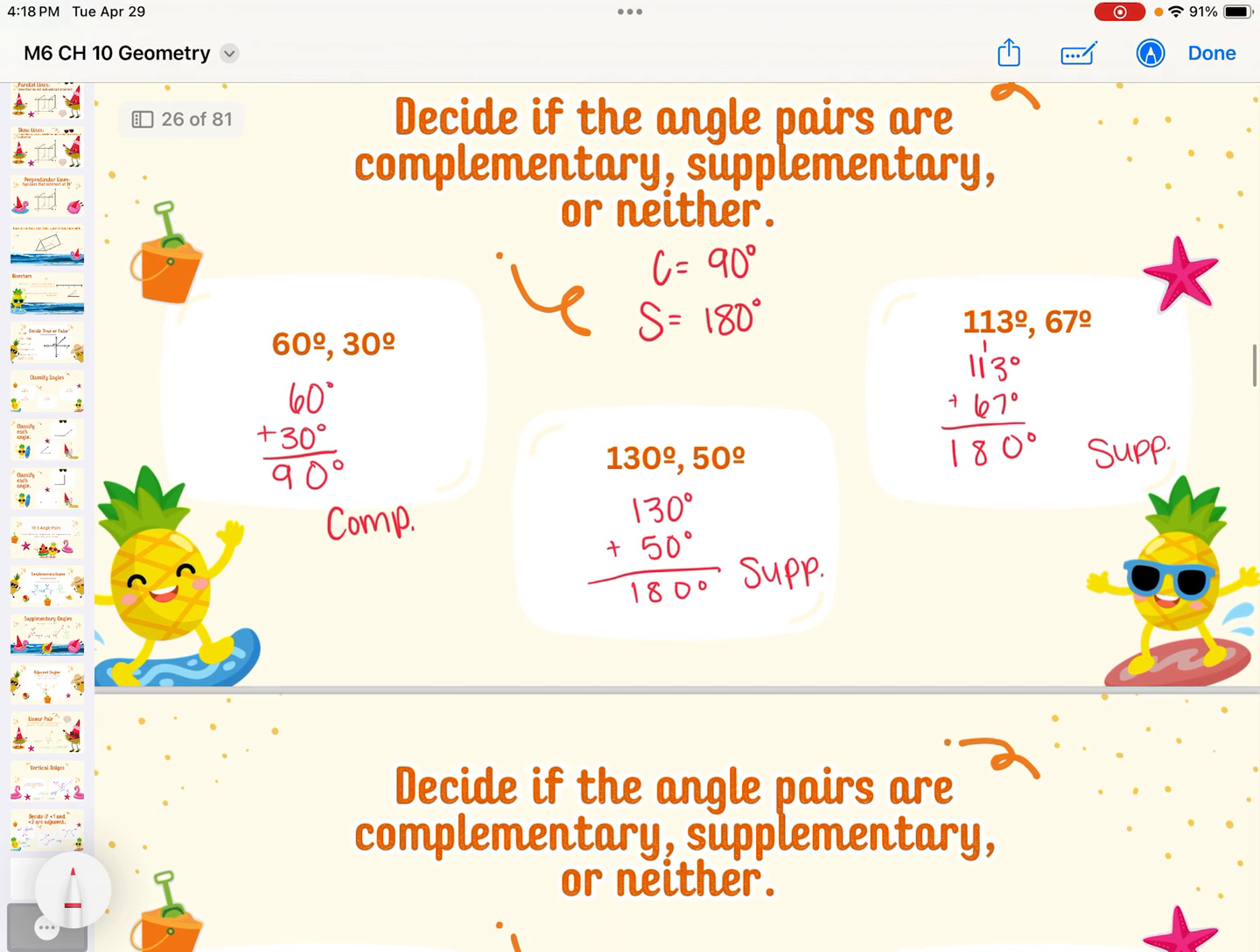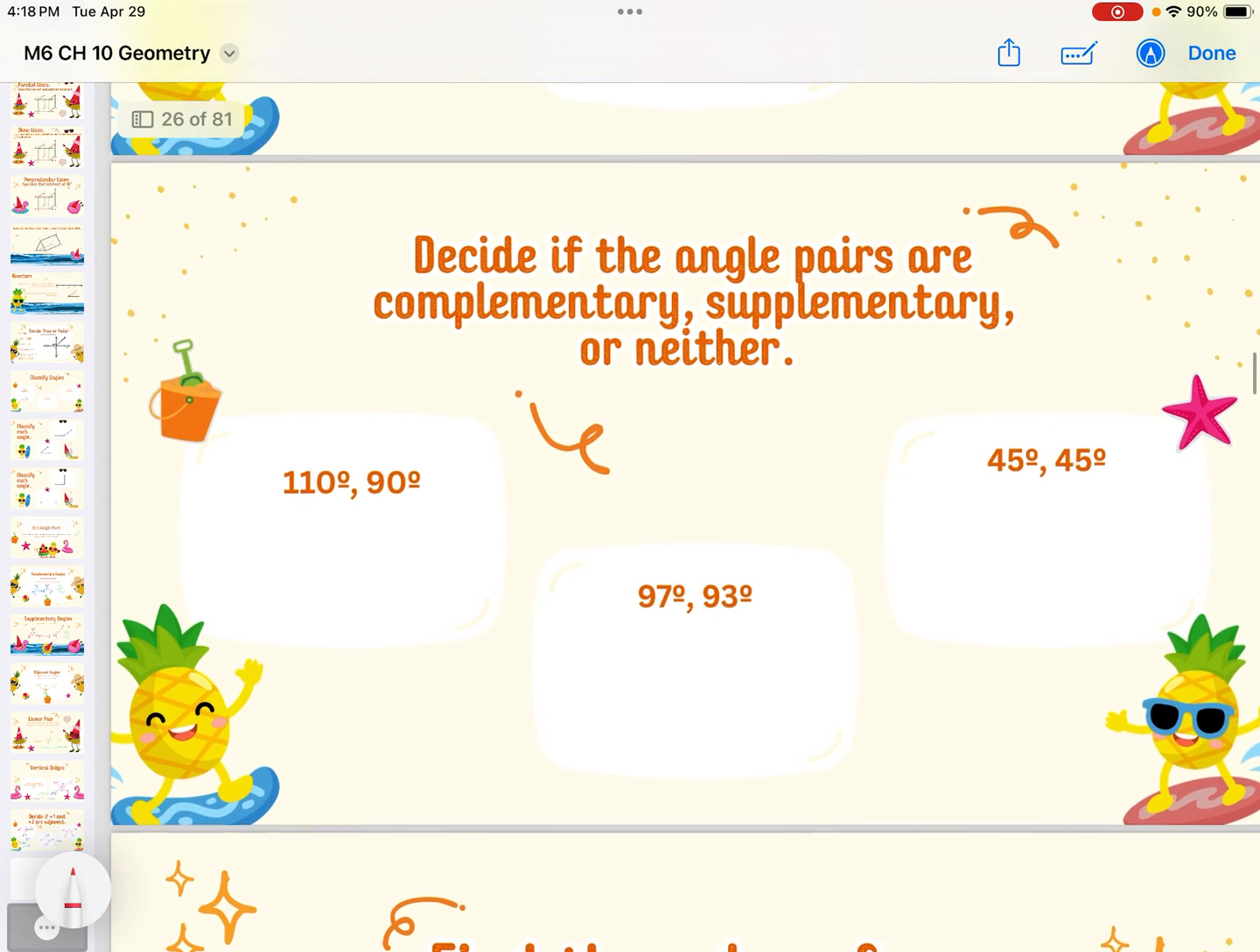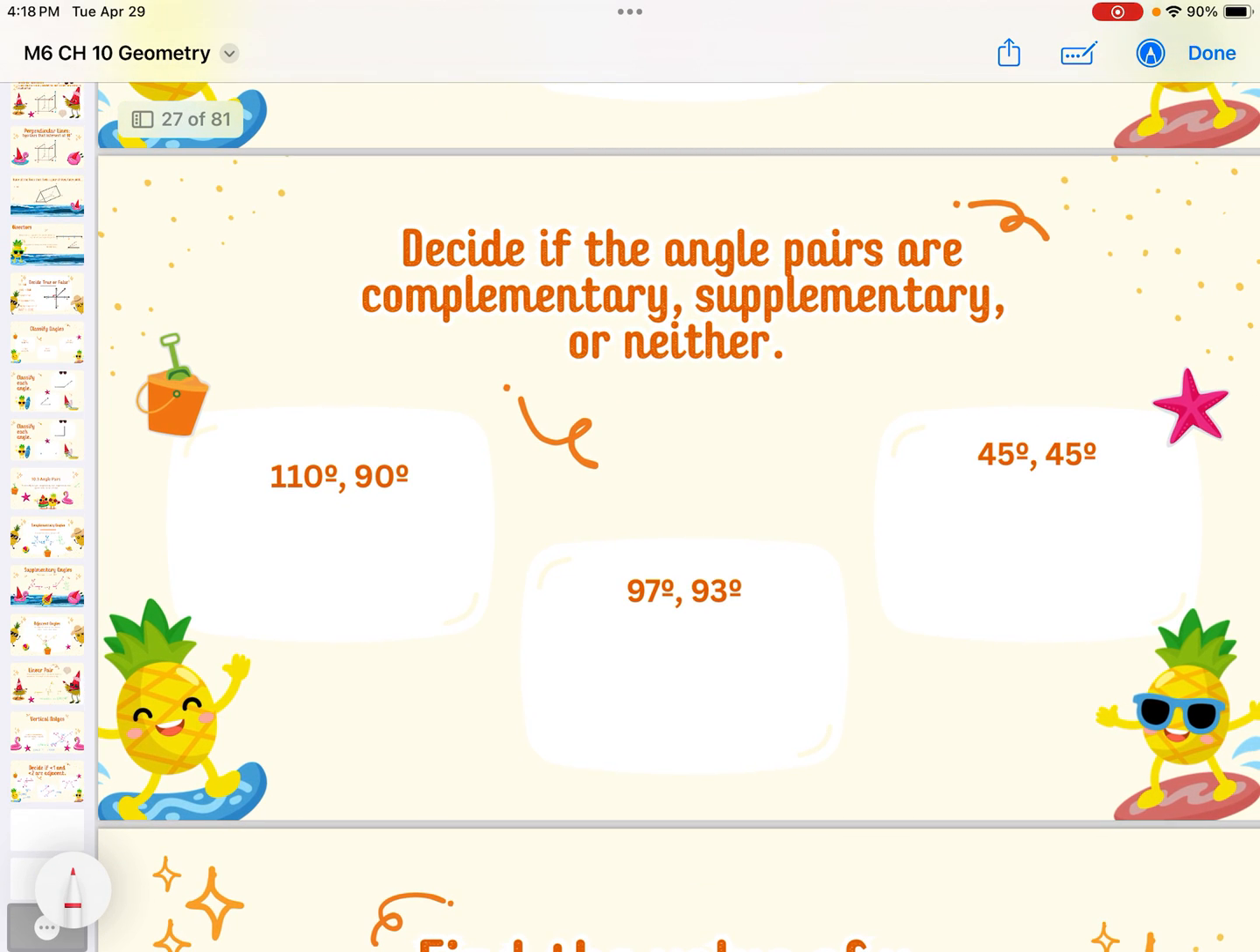Okay. So here are a few more for practice. Let's pause the video here and let's see if you end up with the same answers as I do. Okay. So remember, if they add to 180, they are supplementary, and if they add to 90, they are complementary. So if you have not, go ahead, pause the video.